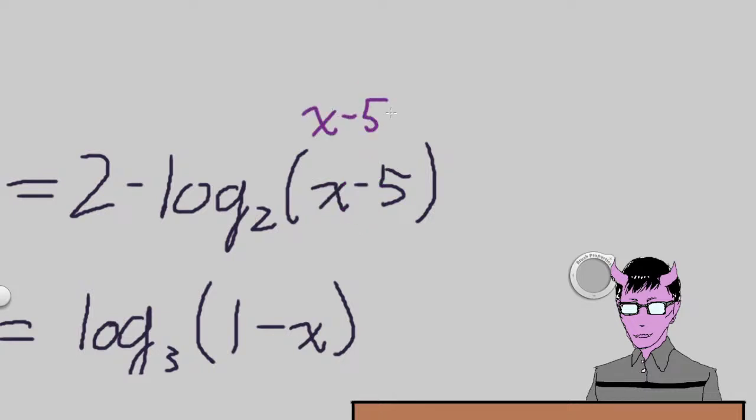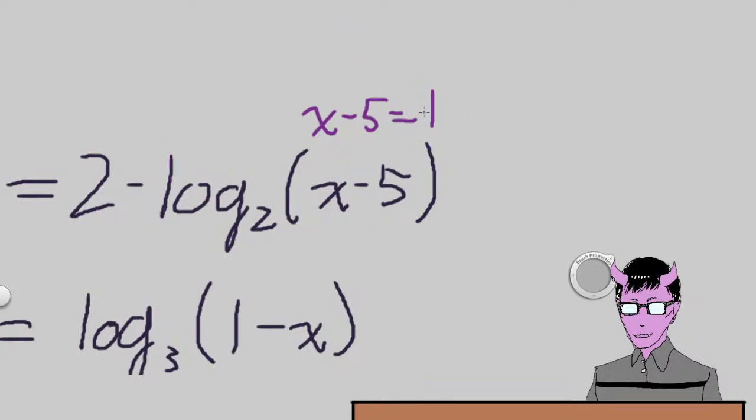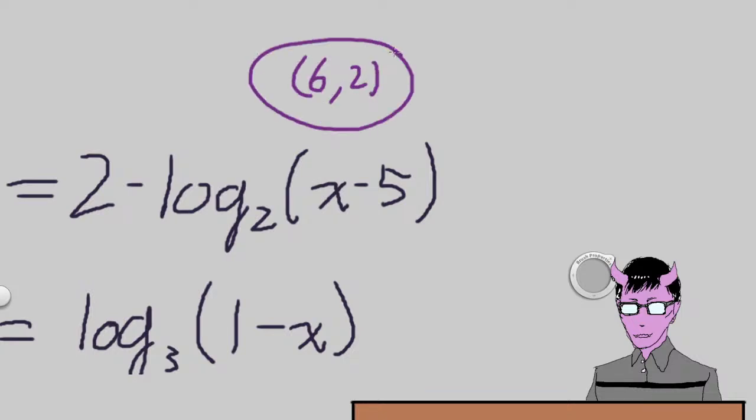X minus 5 is equal to 1. So that's if x is equal to positive 6. So picking 6 will force the 1 input, which means this whole thing will become 0. So 2 minus 0 is 2. So the first anchor point is 6, 2. So I did not get this from transformations. I just got this straight from the algebra and evaluating the log function.